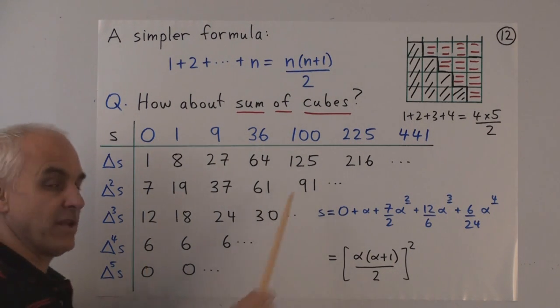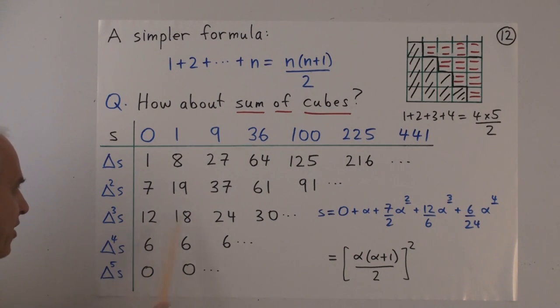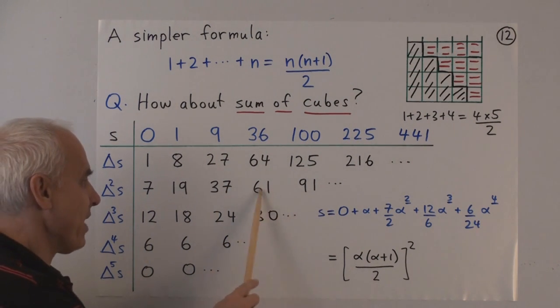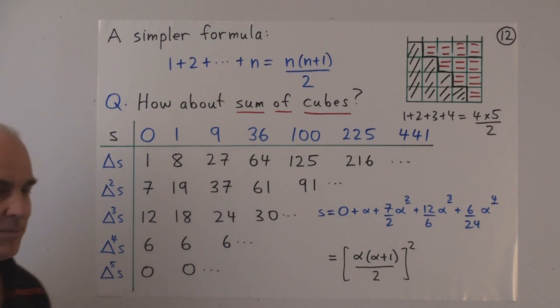We don't see a pattern yet, so we take another forward difference. 19 minus 7 is 12, 37 minus 19 is 18, 61 minus 37 is 24, 91 minus 61 is 30. Now we're starting to see a pattern.